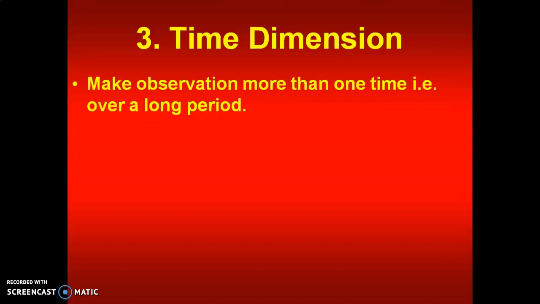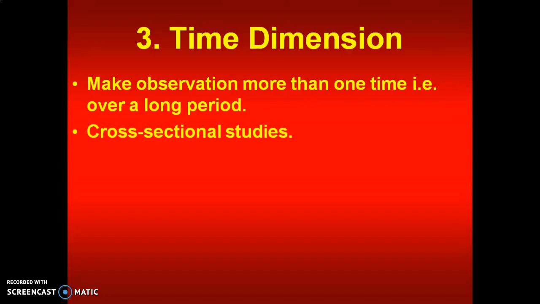Third is the time dimension. Make observations more than one time, that is, over a longer period of time. Any sort of research study has to be undertaken for a long duration of time. It could be for 2 years, 3 years, 5 years, or 10 years. Like you might have seen, whenever people are taking injections or vaccinations, the doctors are studying the effect of those vaccinations on that particular group of people. So it has to be a long period of time.